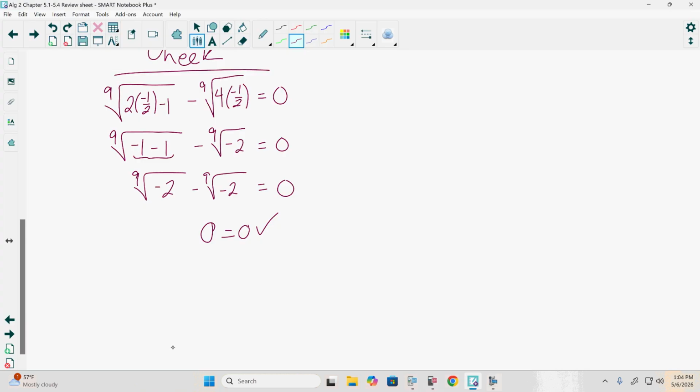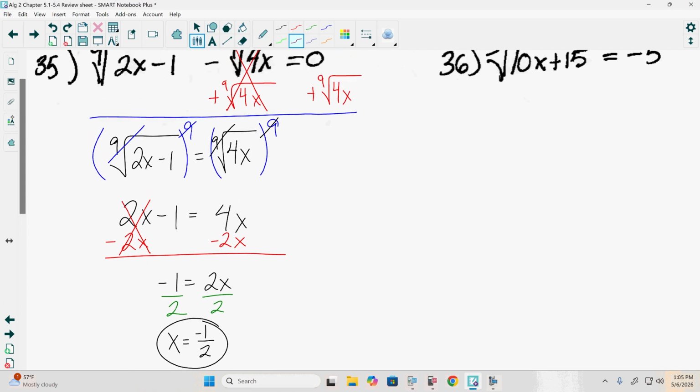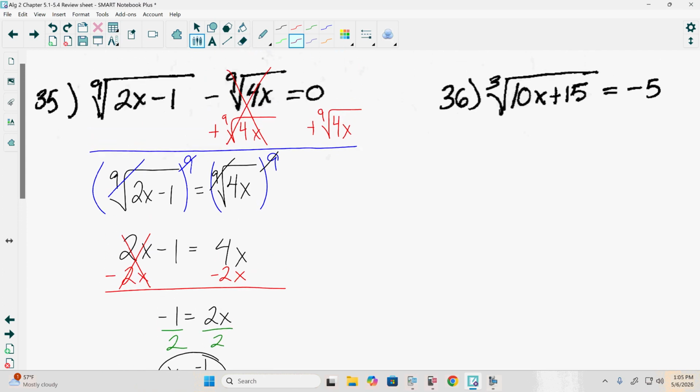And you might be wondering about having a negative inside these radicals. It's fine because the index, the root we're taking, is an odd root. We can take the odd root of a negative number and get a real solution. We cannot take the even root of a negative and get a real solution.